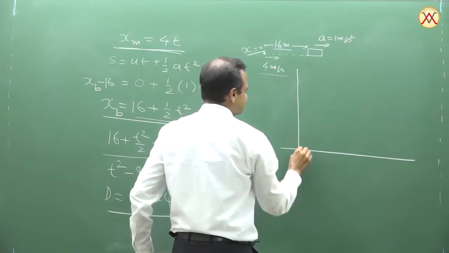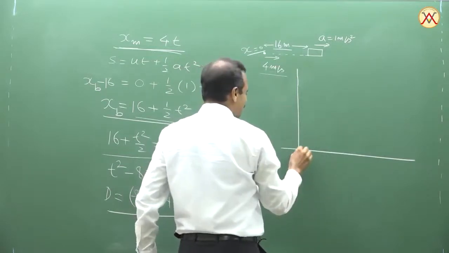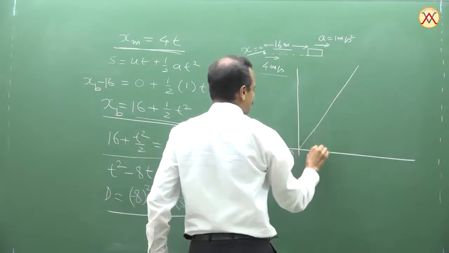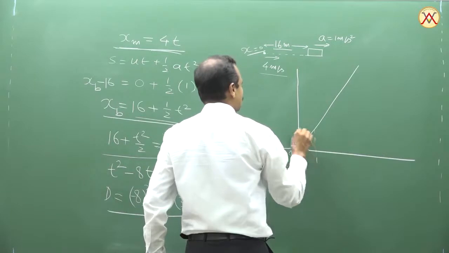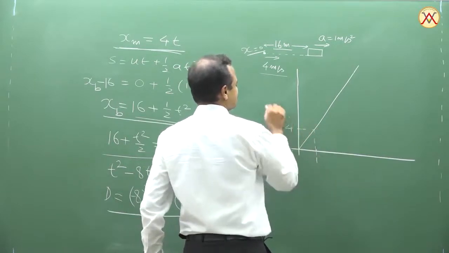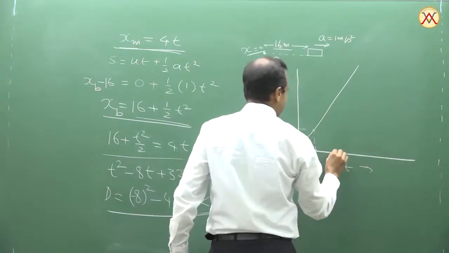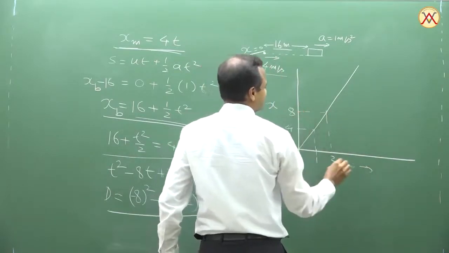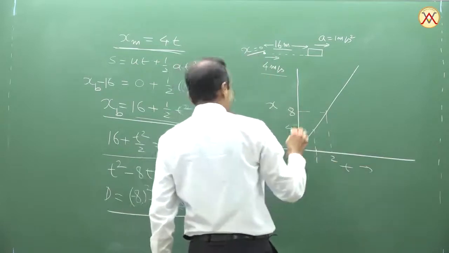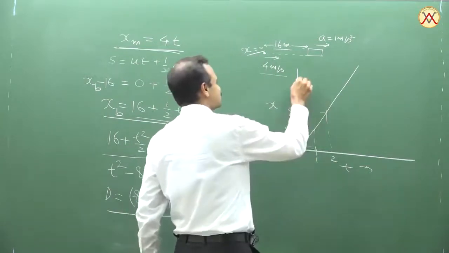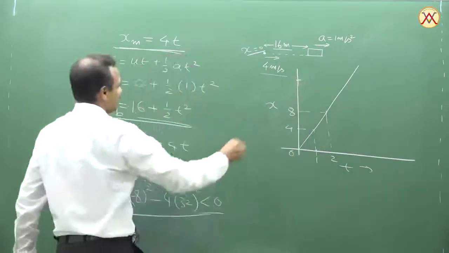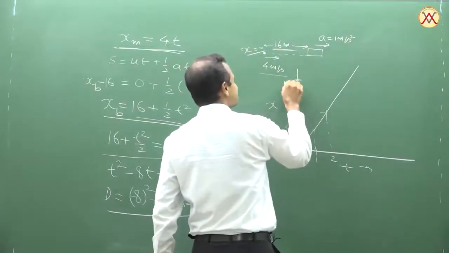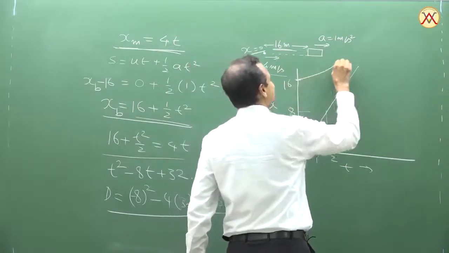The graph of the man is same. At t equal to 1, it is 4 meters. This is x, this is t here. At 2, it is 8, like this. But the graph of bus, it will start from 16. The bus is already 16 meters ahead. So it will start from 16 and it will go something like this.